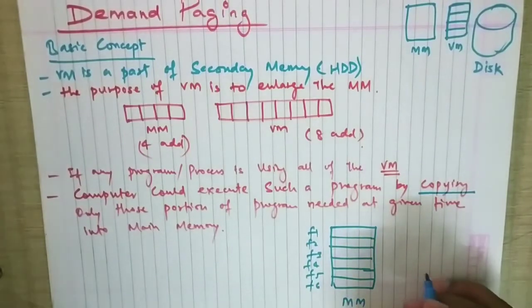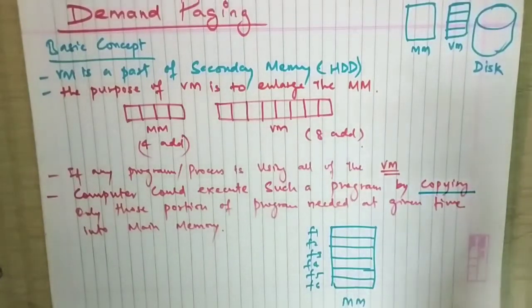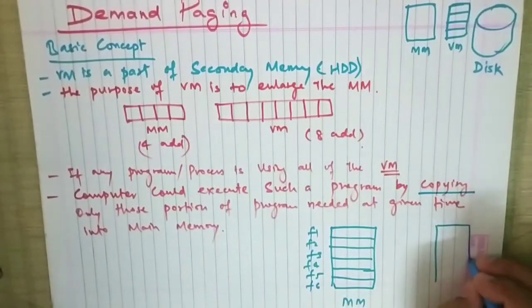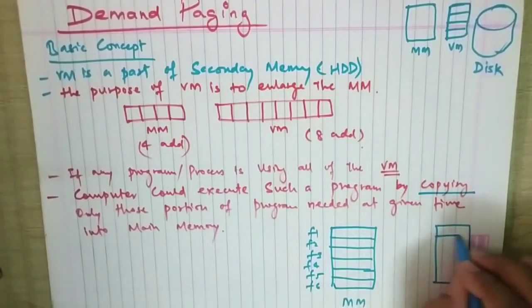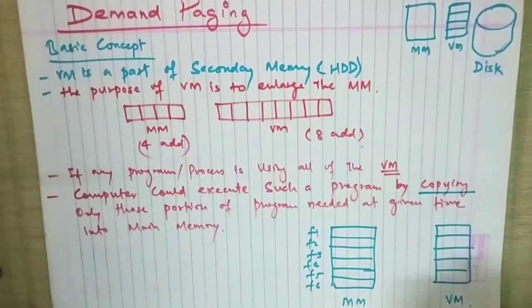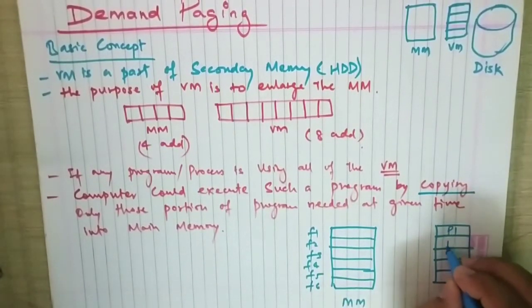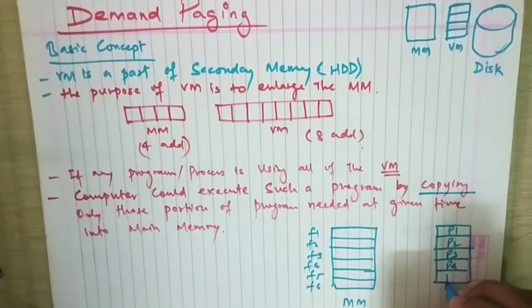If I want to execute any process or program which is larger than the main memory, I will keep that process in the virtual memory. So this is my virtual memory. I am showing fewer pages here, so don't bother, because it can have many more pages. This is page 1, page 2, page 3, page 4 and page 5.